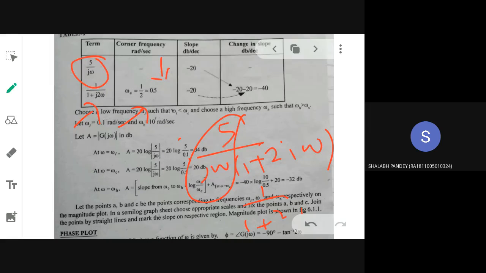In the next column you have to denote the corresponding slope. The first term has s in the denominator, so what will be the nature of the slope, minus 20 or plus 20? Minus 20. The second term is also in the denominator, again a first order factor. So what is the slope here? Minus 20. Now how will you calculate the change in slope? Just sum it.